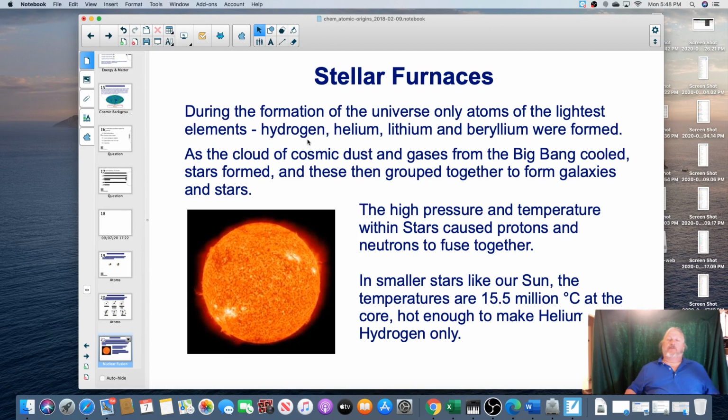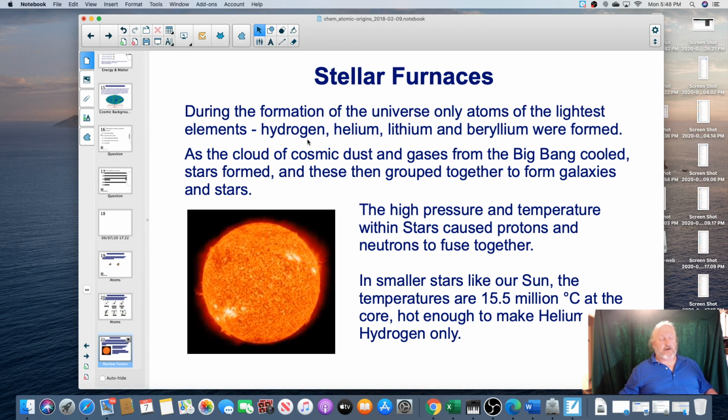Now, during the formation of the universe, only atoms of the lightest elements, hydrogen, helium, lithium, beryllium, were formed, the first 4 elements. Now, as this cloud of cosmic dust and gases from the Big Bang cooled, all right, stars formed, and these then grouped together to form galaxies and stars. The high pressure and temperature within stars cause protons and neutrons to fuse together.